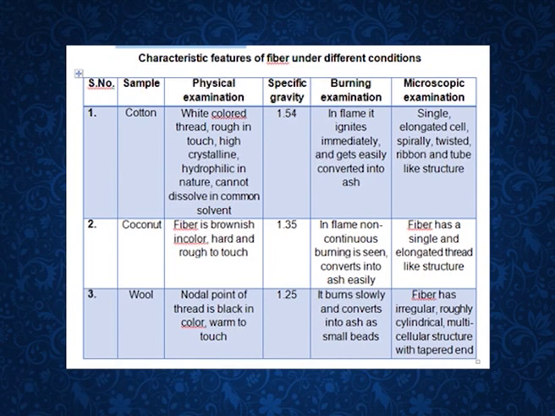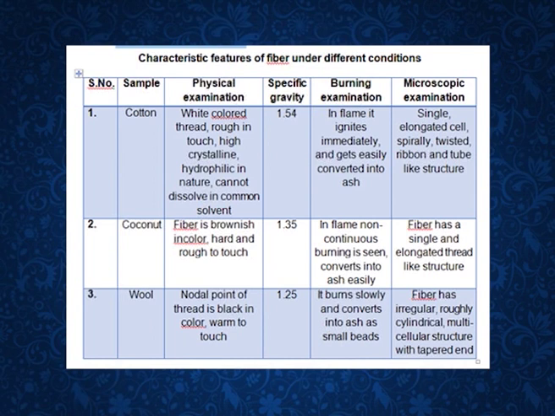Then comes the jute. Now here, the fiber is brownish in color, hard and rough to touch, with specific gravity 1.35, and in flame non-continuous burning is seen, which converts into ash easily, and the fiber has a single and elongated thread-like structure.